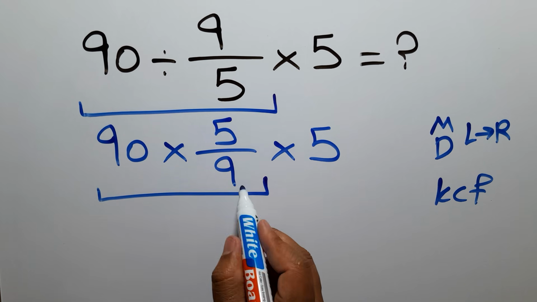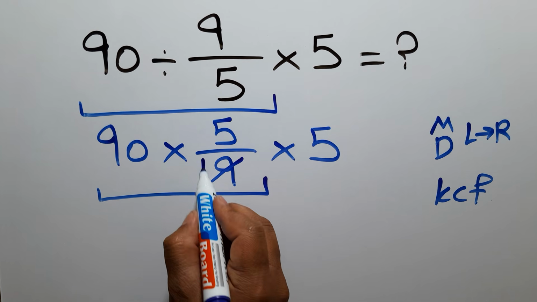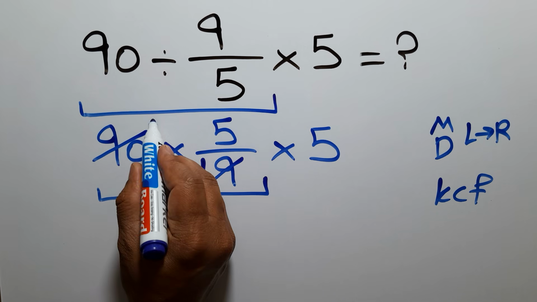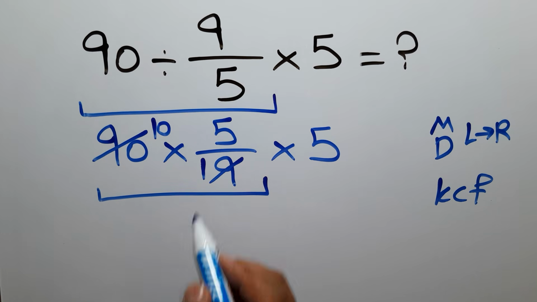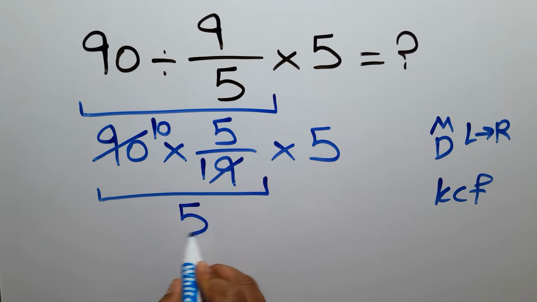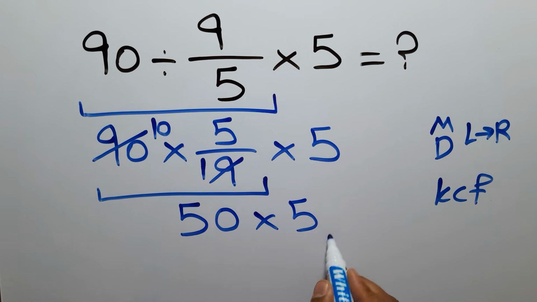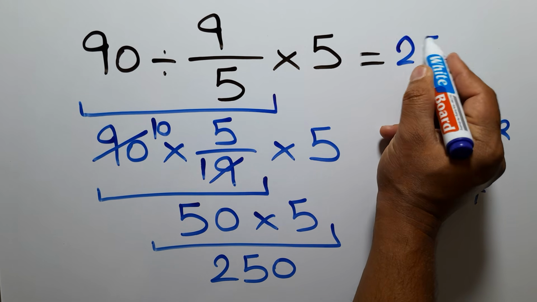90 times 5 over 9. 9 divided by 9 gives us 1, and 90 divided by 9 is just 10. So here we have 10 times 5, which equals 50. So 50 times 5, which equals 250. And this is our final answer to this problem. The correct answer is 250.